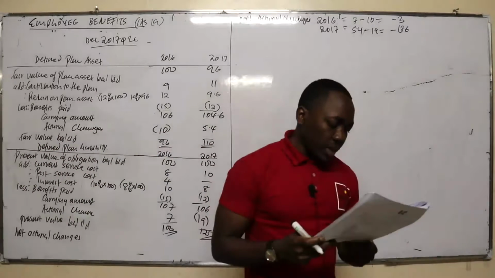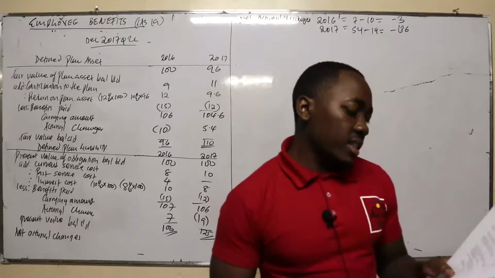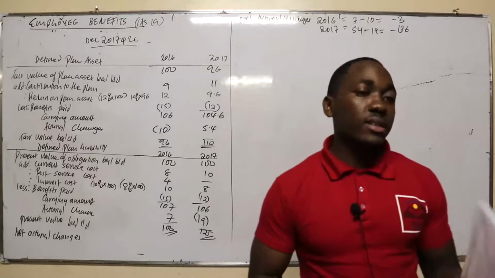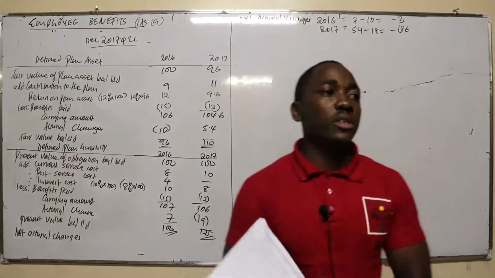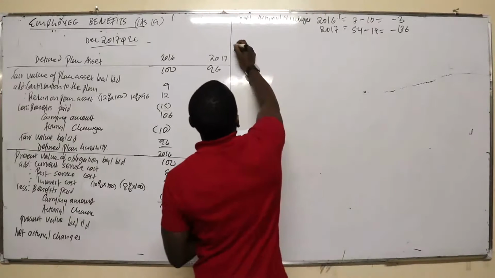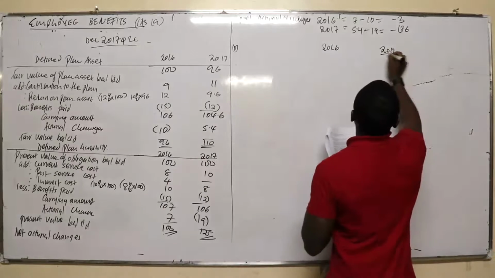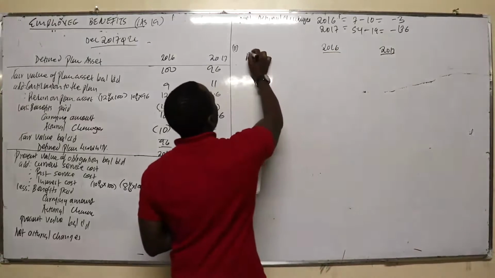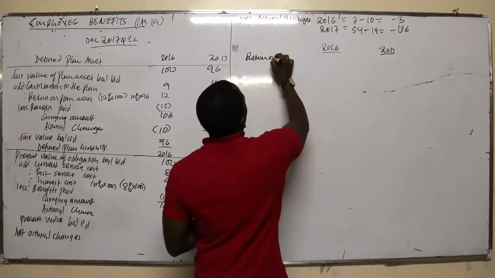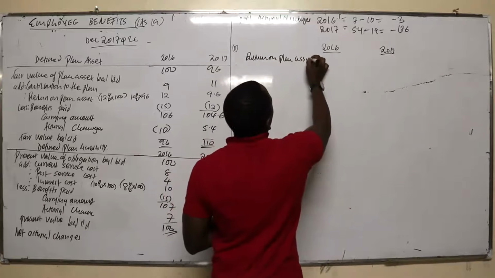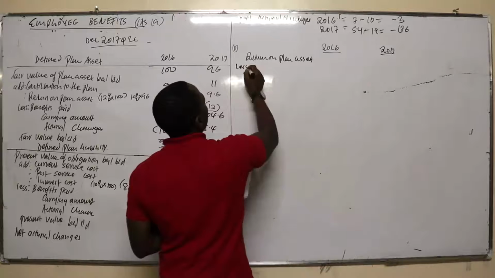Number 2, the net pension cost to be charged in the income statement for each of the 2 years. Did I show you how to get the net pension cost? Yes. Number 2, so you have here 2016, 2017. How do you get the net pension cost? You just take the return on plan asset, then you deduct the expenses.